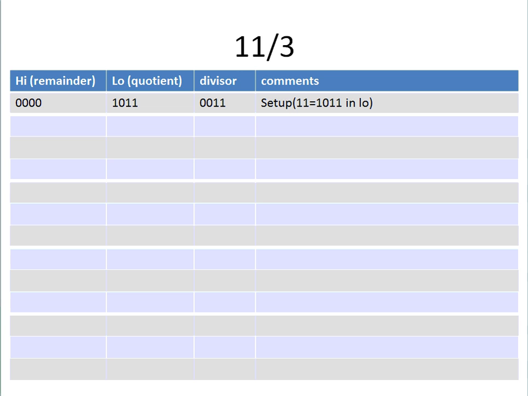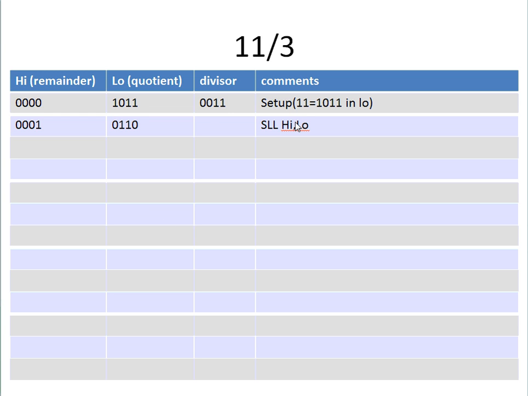So let's actually take a look at how this is going on, and we'll consider 11 divided by 3. So we have high-low. Remember, high holds the remainder, low will hold the quotient. Our divisor is 3. There it is. Setup, we're going to put 11, which is 1, 0, 1, 1, in low. And then high is just cleared. So this just gets us ready to do our calculation.